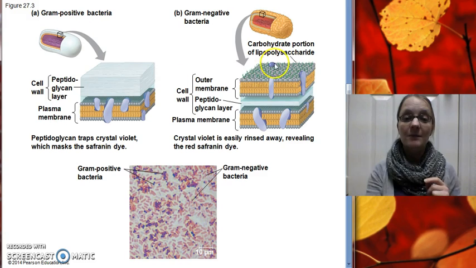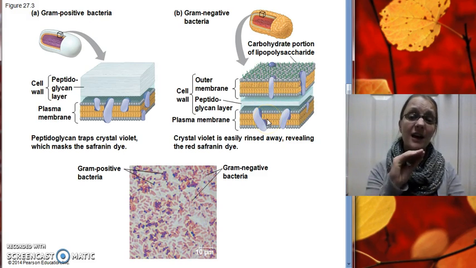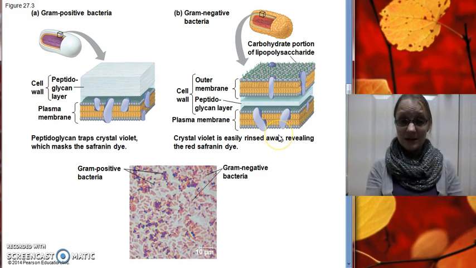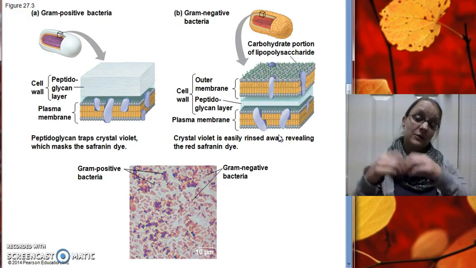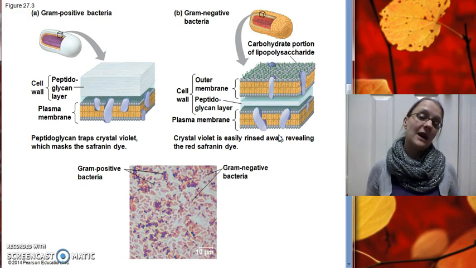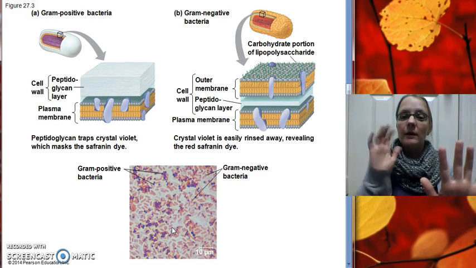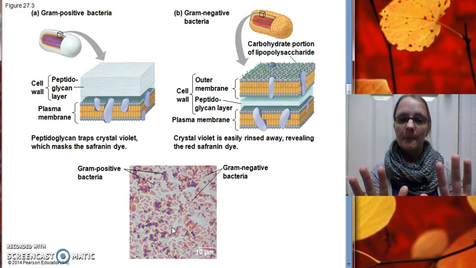On the other hand, with the gram-negative bacteria, the ethanol is going to degrade that outer membrane. It's going to get through that thin peptidoglycan layer, get into the plasma membrane, poke holes in it, and allow all that blue stain now to leave the gram-negative bacteria. So now it decolorizes those gram-negative bacteria. If we were to look at the slide down here, we can imagine gram-positive cells would be blue, and the gram-negative cells would be clear.